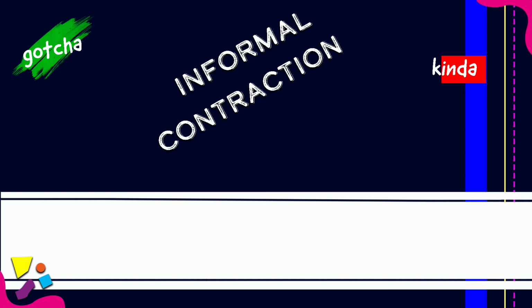So remember, it is okay to use informal contractions in casual speech. Usually, most native speakers commonly use informal contractions when they communicate. As a general rule, do not use informal contractions in settings that are not casual.